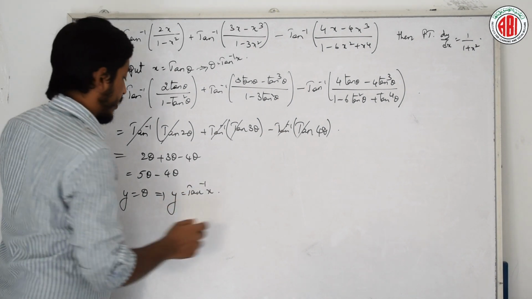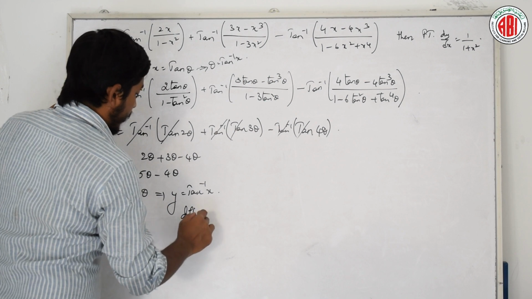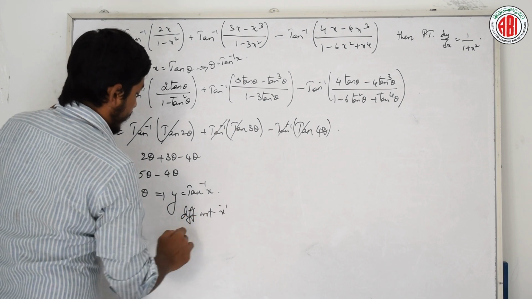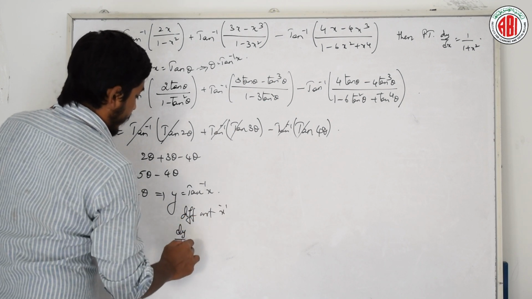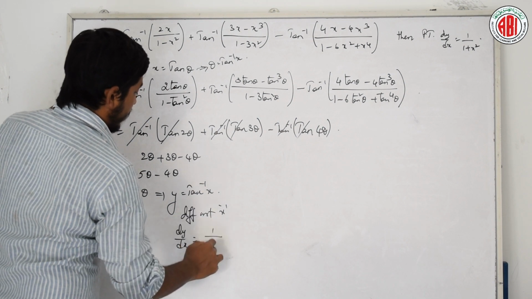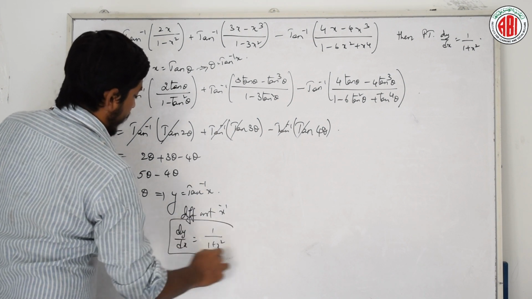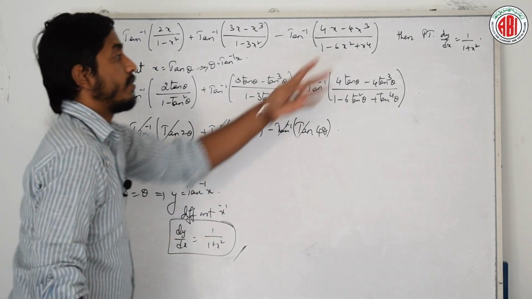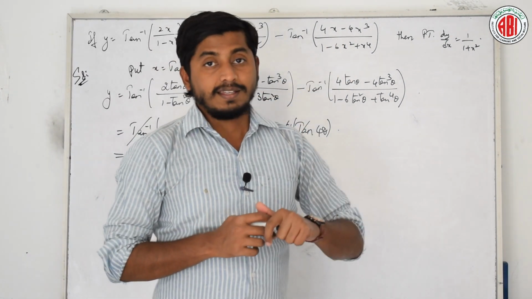Just differentiate it with respect to x. What is the differentiation of y? dy by dx. What is the differentiation of tan inverse x? 1 by 1 plus x square. That is what he asked us to prove. Isn't it easy? Yes or no?